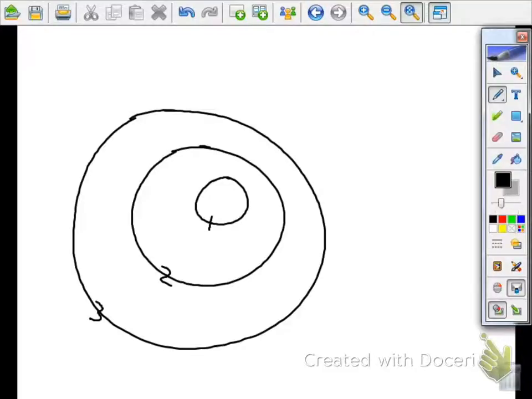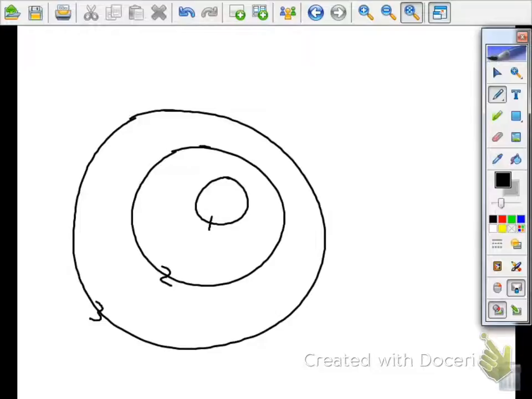What happens to the size of the atom when I have electrons in 3 versus 2? What happens to the size? Bigger, right? So if I have electrons just in energy level 1, that's a small atom in relationship to other atoms where you have electrons in shell number 2 and shell number 3.